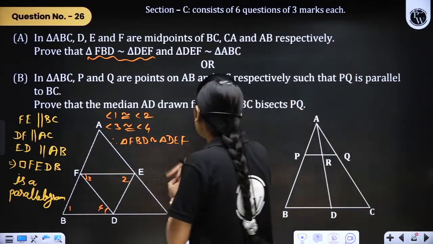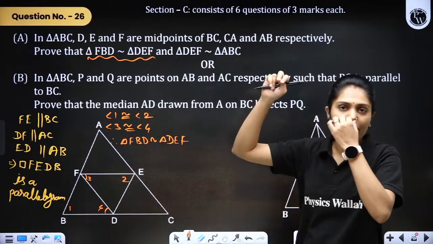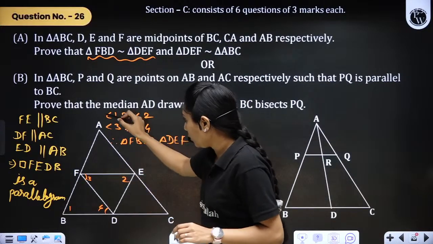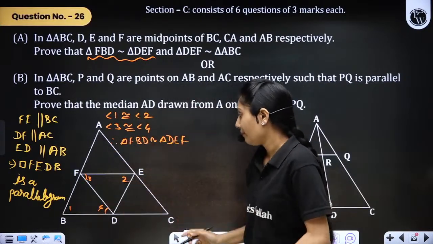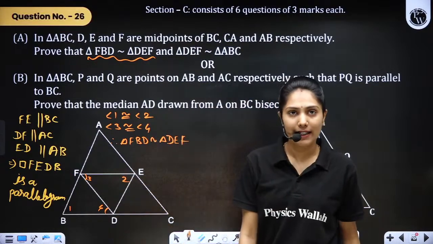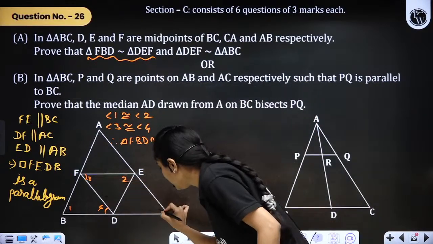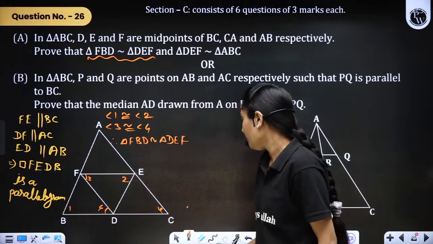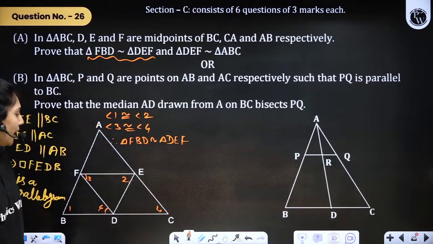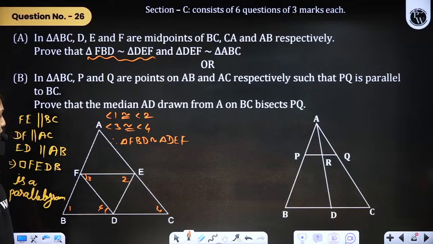Now coming towards the second: DEF is similar to ABC, the bigger one. Since FECD is a parallelogram, I can say angle 3 is congruent to angle 4. Right? Yes or no? And this angle 2 is already congruent to angle 1.